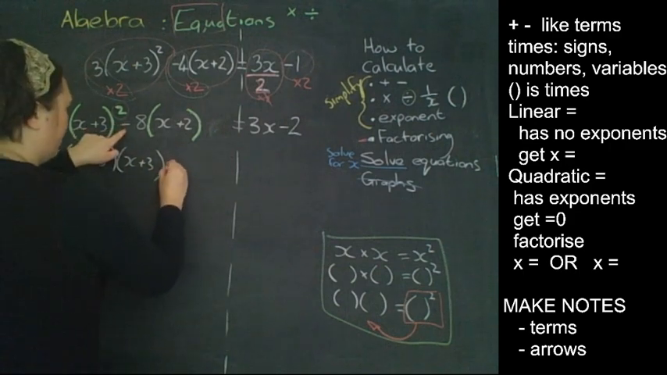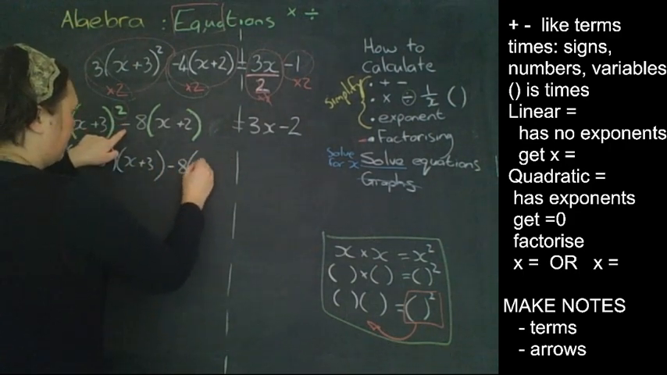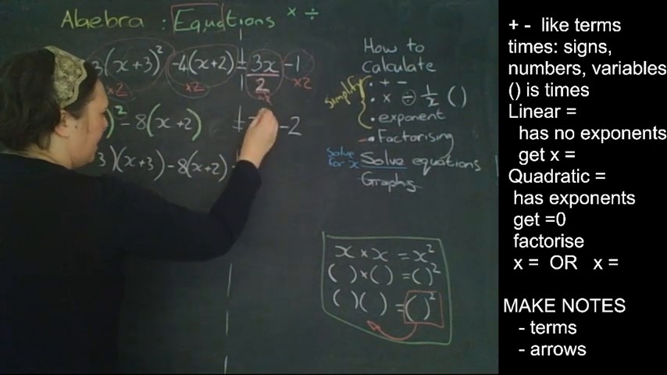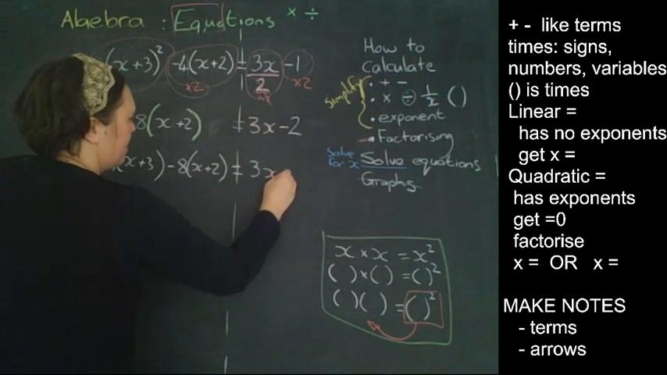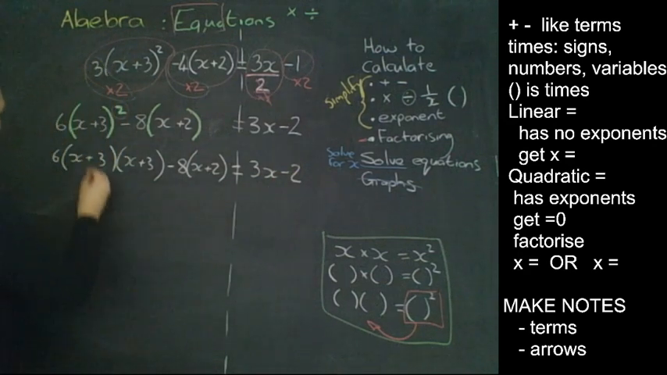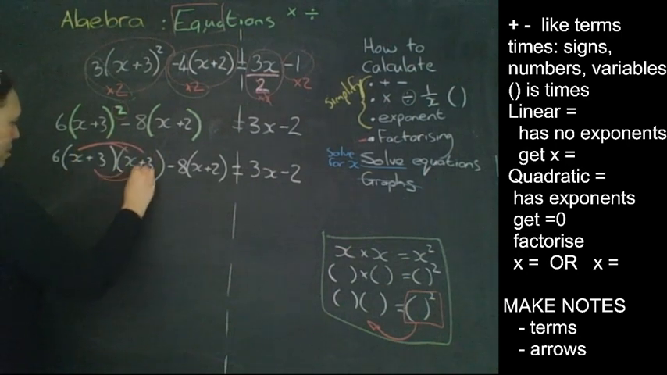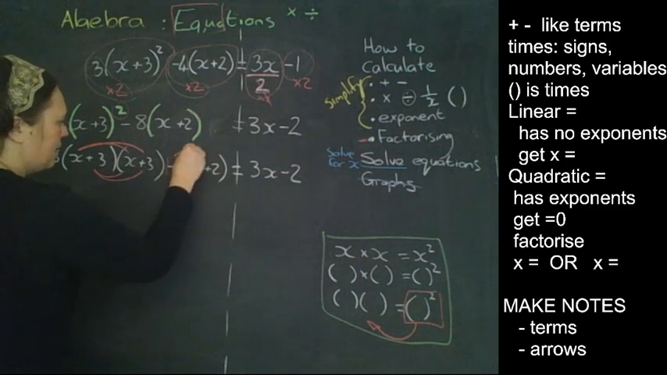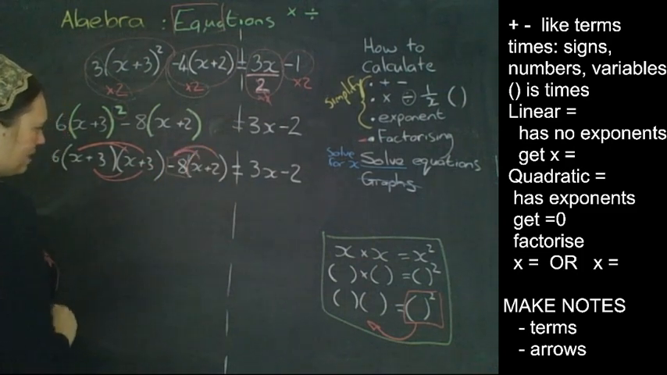And now we've got the minus 8 equals, and that stays the same as it is. We're not doing anything there now. Now we multiply the x with both, the 3 with both. And here the minus 8 goes into that bracket.